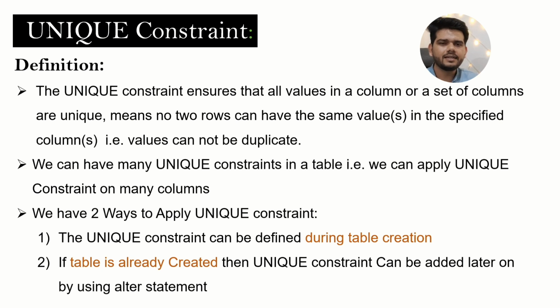The definition is that the unique constraint ensures that all values in a column or a set of columns should be unique. Means no two rows can have the same value in the specified column. That is, values cannot be duplicated. So we can have many unique constraints in a table. That means we can apply the unique constraint on many columns. We have two ways to apply the unique constraint, likewise we had for the not null constraint. During table creation, and the second is if the table is already created, then using the alter statement.